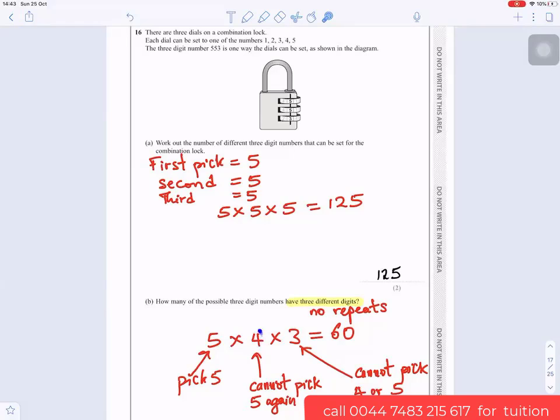After you pick the second number, you cannot pick the 4 or the 5. You have to only pick from the remaining 3 numbers. So there's no repeat. So how many of the possible 3-digit numbers have 3 different numbers? So you multiply 5 times 4 times 3. That gives you 60.